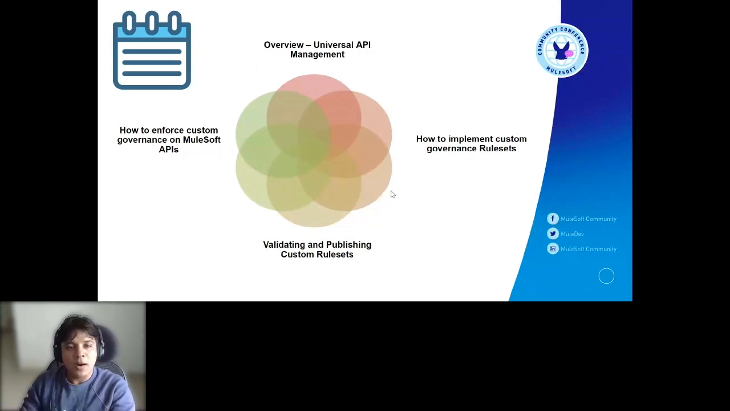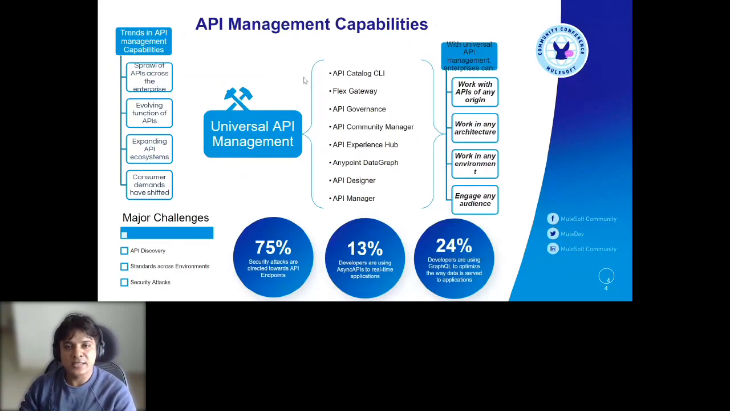So let me talk about the API management capabilities on our Anypoint Platform, as part of Universal API Management. Before talking about capabilities, we need to look at the trends in API management. Enterprises' needs and businesses today are evolving, as are their uses of APIs. So these are the trends we have, which you can see on the left-hand side of my screen.